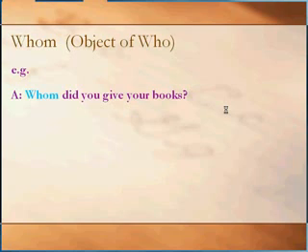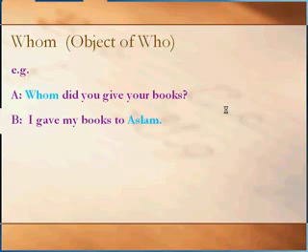So whom did you give your books? Here I want to know the person receiving the books, so the object, indirect object. B: I gave my books to Aslam. So you can see that whom represents Aslam, which is an indirect object. Whom is not the subject, right? Whom is the indirect object. In this sentence, I gave my books to Aslam, so it's the indirect object who received the books, right?